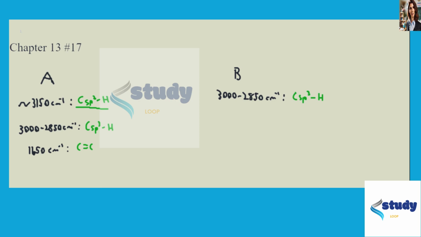Of course, as you do this more and more, you'll start to inadvertently memorize things like the C(sp3)-H bonds and the carbon-carbon double bond at 1650. It will become second nature if you do enough of it. And so that's the answer to Chapter 13, problem number 17.